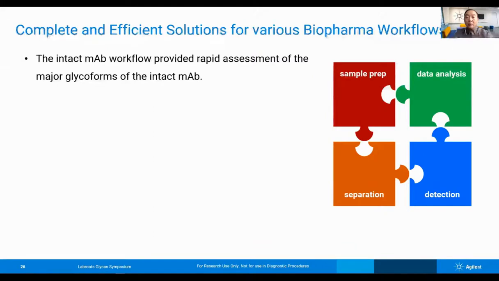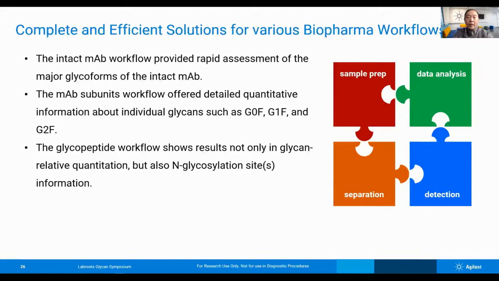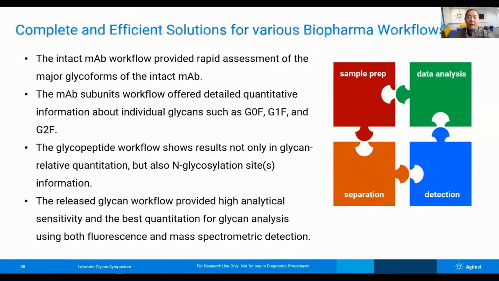So this approach offers users flexible workflows for glycan relative quantitation at different analytical levels. The intact antibody workflow provides a rapid assessment of the major glycoforms of the intact antibody. The antibody subunit workflow offers detailed quantitative information about the individual glycans, such as G0F, G1F, and G2F. The glycopeptide workflow shows the result not only in glycan-related quantitation, but the glycosylation site can also be identified. The released glycan workflow provides higher analytical sensitivity and the best quantitation for glycan analysis using both fluorescent or mass spec data.